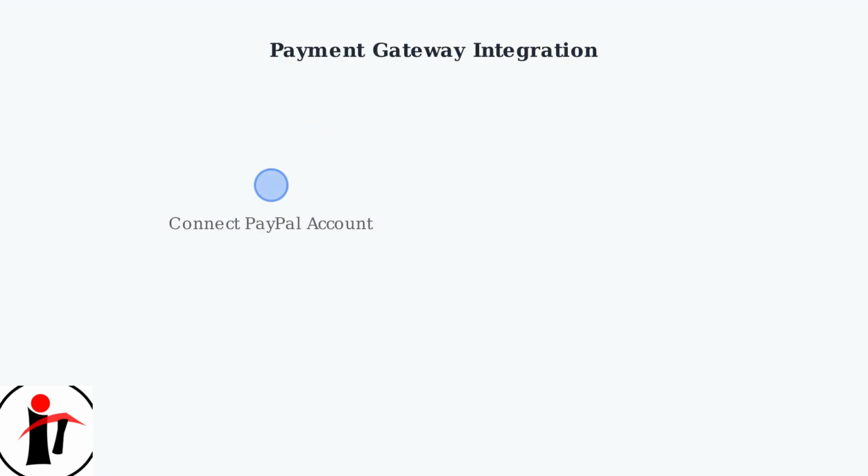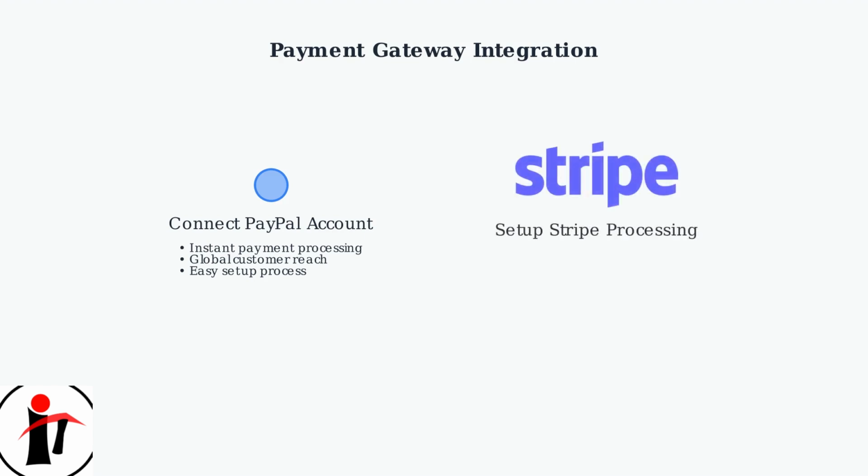Setting up payment processing is crucial for your Payhip store. You'll need to integrate two main payment gateways to accept payments from customers worldwide. Stripe integration allows you to accept credit and debit cards directly. This expands your payment options and provides a seamless checkout experience for customers.